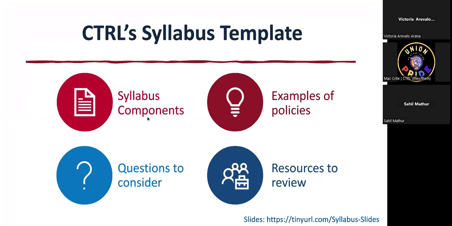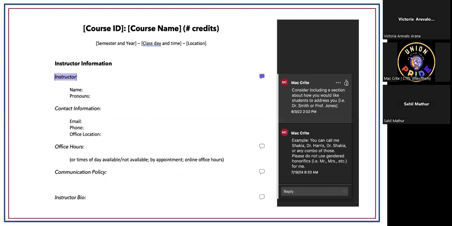And to give you an idea, again, of what this syllabus template includes, it has those syllabus components that I mentioned, various examples of policies that you can pull from or adapt, questions to consider, and then additional resources to review in the event that we don't have a sample policy or there's just additional information that we think could be helpful for you all. So what does that actually look like? This is just a screenshot of the syllabus template.